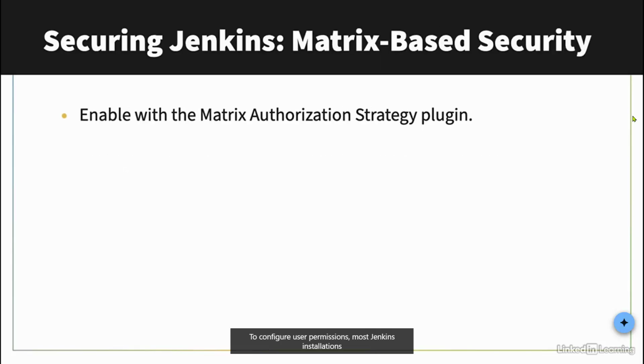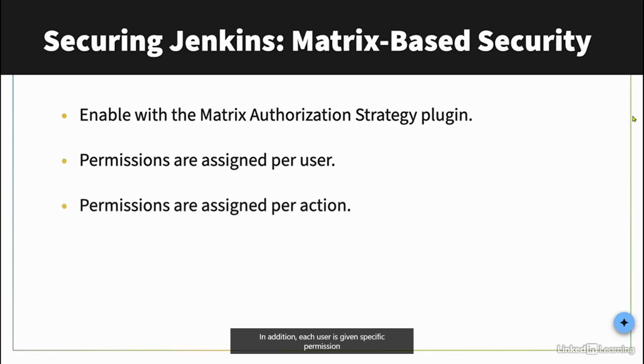To configure user permissions, most Jenkins installations will use the Matrix Authorization Strategy plugin. This is one of the suggested plugins that gets installed in most Jenkins installations. Using a matrix strategy, permissions are assigned to each user individually. In addition, each user is given specific permission to perform certain actions. In a moment, we'll go over an example showing how the matrix is used to assign permissions.